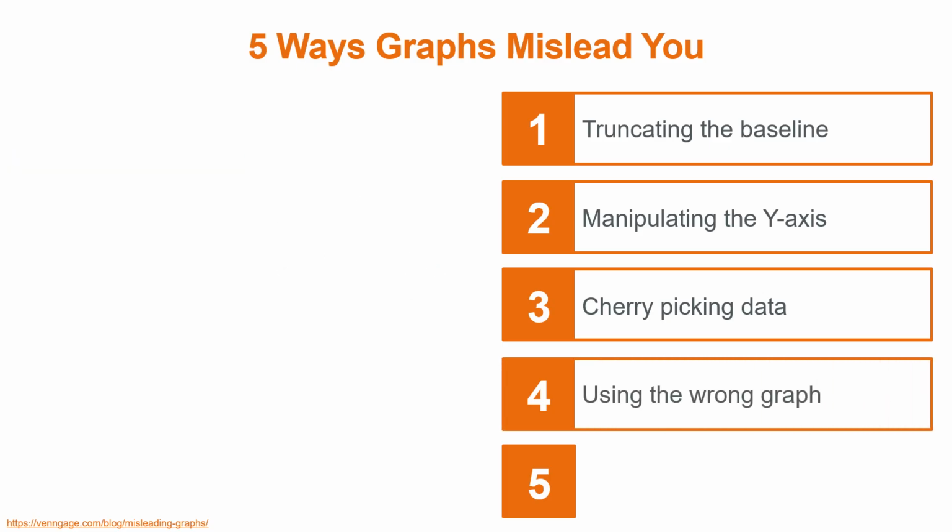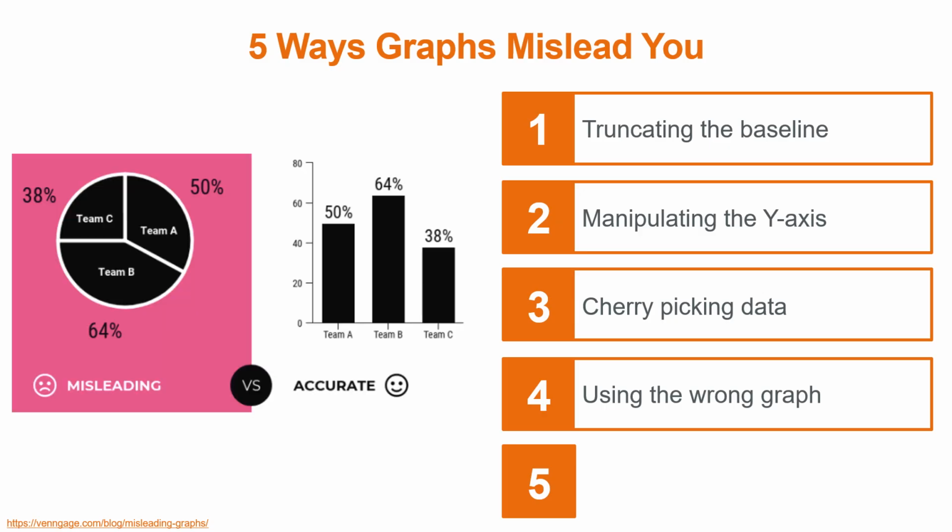Next, we have using the wrong graph. As we discussed earlier in this module, the type of graph you use should depend on the type of data you want to visualize. Using the wrong graph can skew the data. Writers will sometimes purposefully use the wrong graph. For example, pie charts are used to compare parts of a whole, not the difference between groups. If we want to compare these 3 teams, we will want to use a different graph, like a bar chart, which is much better for showing differences between groups.